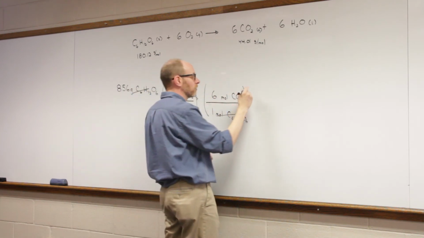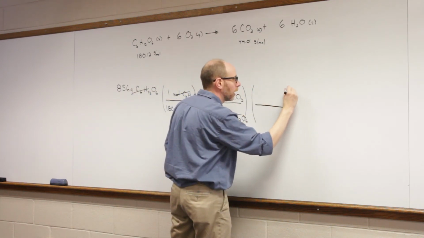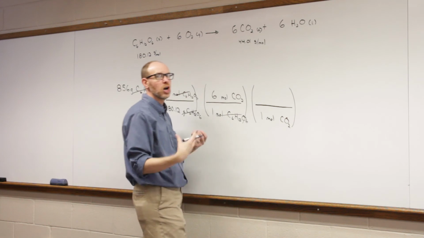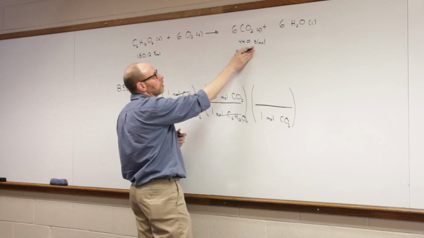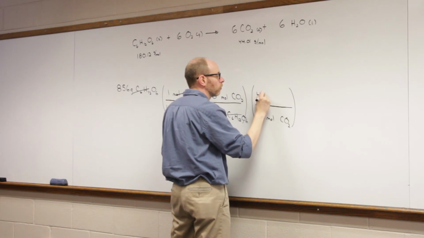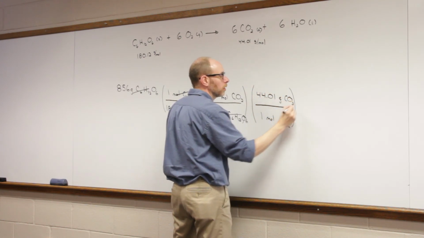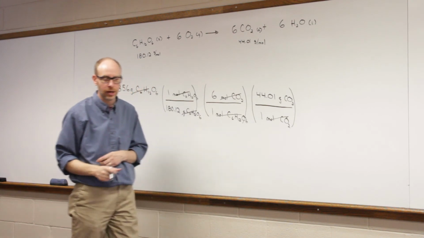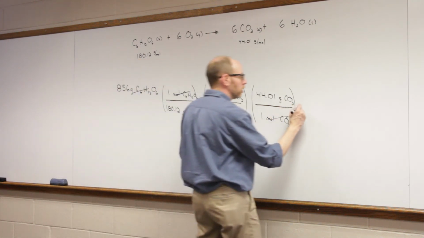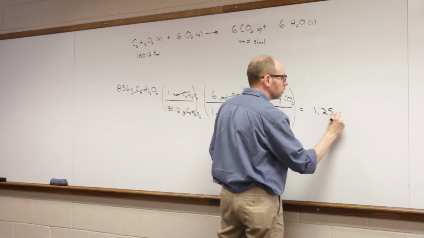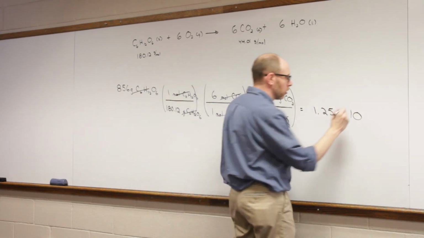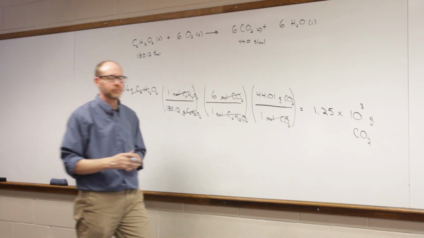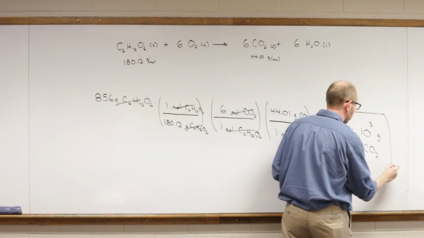We want to figure out what the mass of carbon dioxide would be, so we need the molar mass of carbon dioxide. We know that 1 mole of carbon dioxide is 44.01 grams of carbon dioxide. So the moles again cross out, and I'm left with grams of carbon dioxide. Plug it into your calculator, you should get 1.25 times 10 to the third grams of carbon dioxide produced. And that will be our answer for this problem.